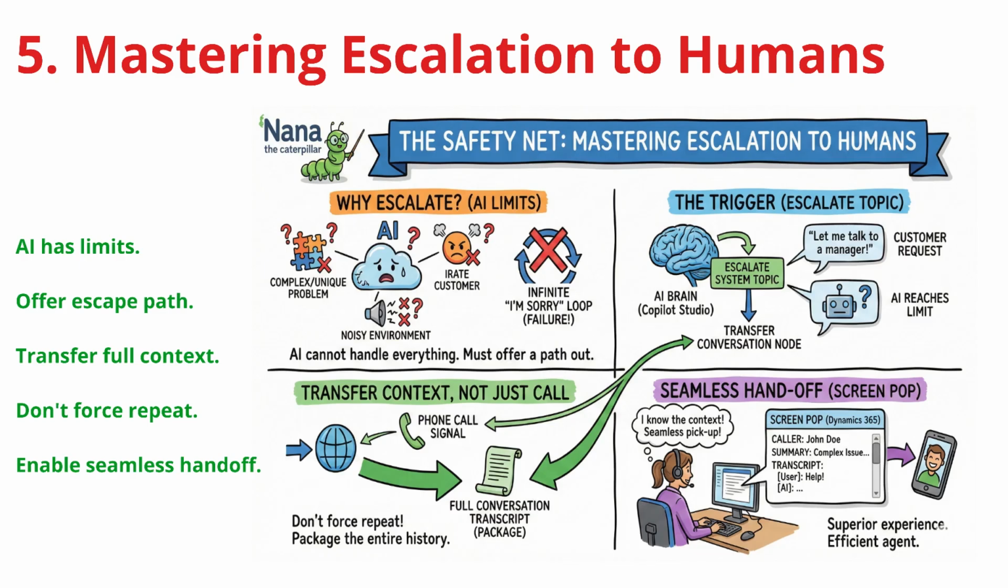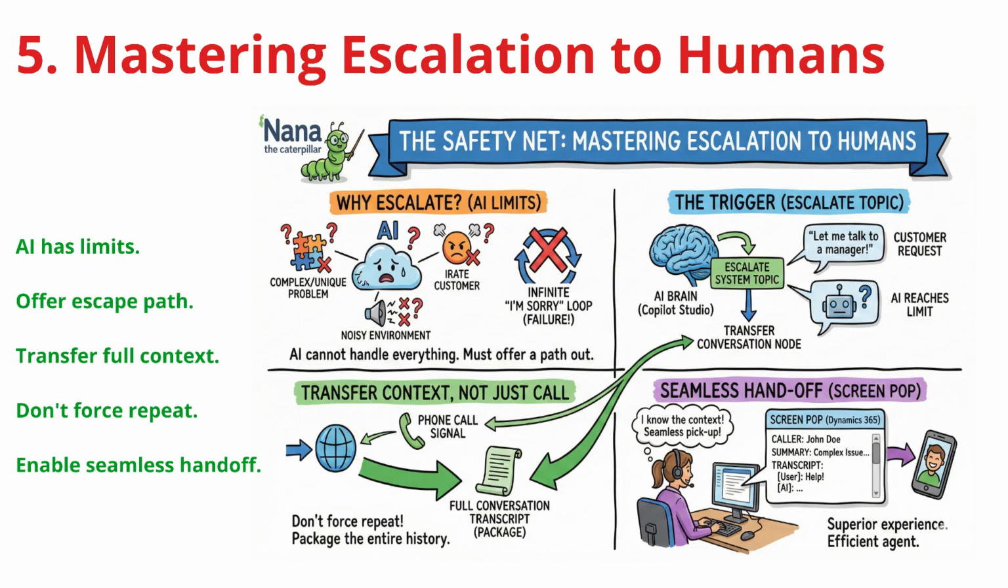This process is triggered in the AI's brain when a customer explicitly asks to speak to someone, or when the AI determines it has reached the end of its capabilities. Crucially, effective escalation isn't just about transferring the phone signal, it's about transferring context. You must never force a user to repeat themselves.